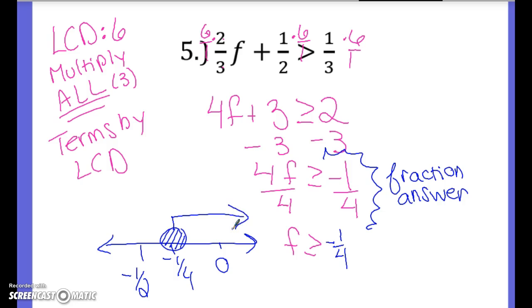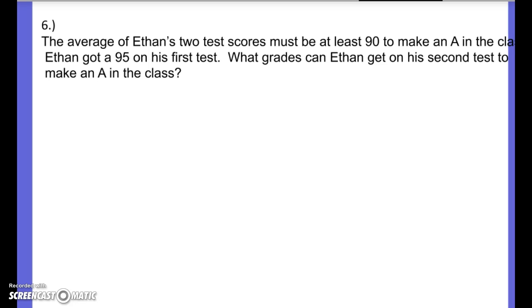Last but not least, number 6. It says the average of Ethan's 2 test scores must be at least 90 to make an A in the class. Ethan got an A on his first test. What grades can he get on a second test to make an A in the class? Well, first, let's see, what are we looking for? What grades can he get on his second test to get an A? So I'm going to say x equals the second test score.